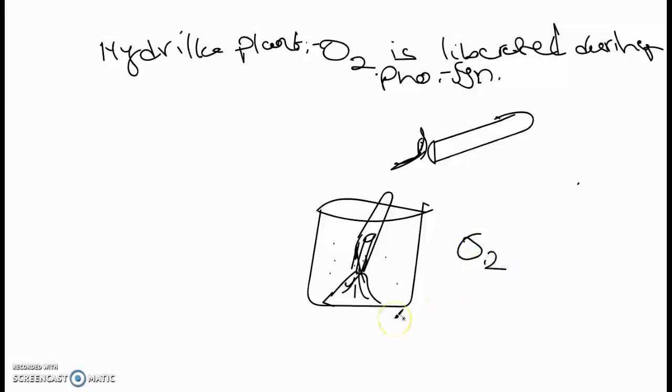So from this you can infer and write that the gas liberated from the hydrilla twigs is nothing but oxygen. That we have seen in the end products. There is the liberation of oxygen, that's one of the end products of photosynthesis. So the hydrilla plant experiment is for this, and you have seen the experiment to show the importance of light in photosynthesis. Using a variegated leaf, you can also show the importance of chlorophyll.